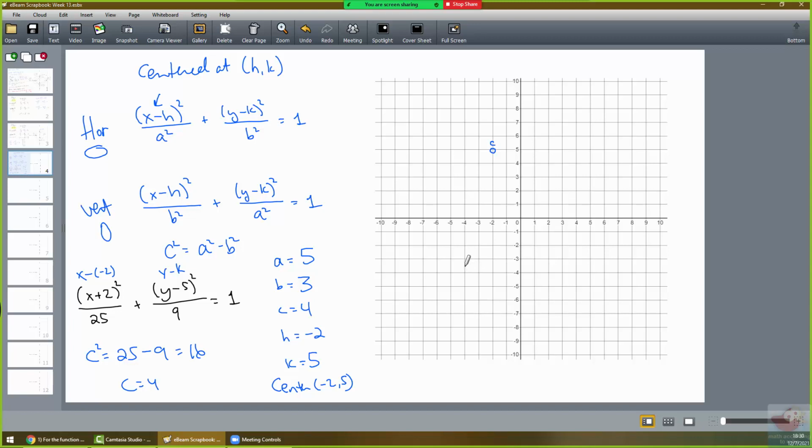Is this horizontal or is this vertical? Horizontal. Very good. It opens left and right. So we'll go left how many units and right how many units to find the vertices.